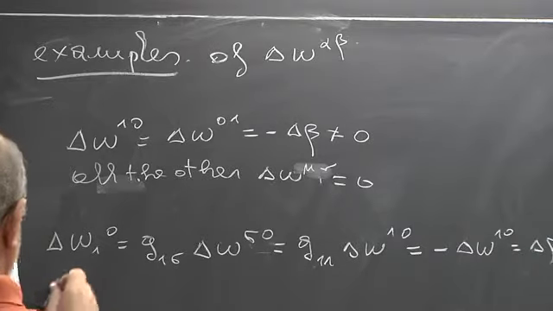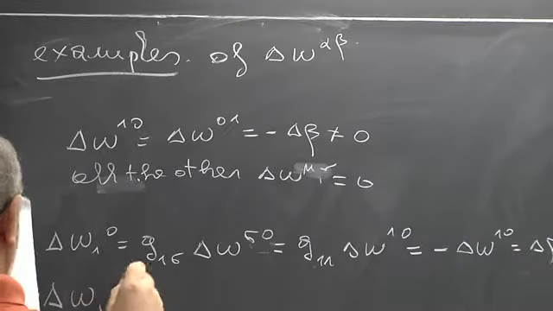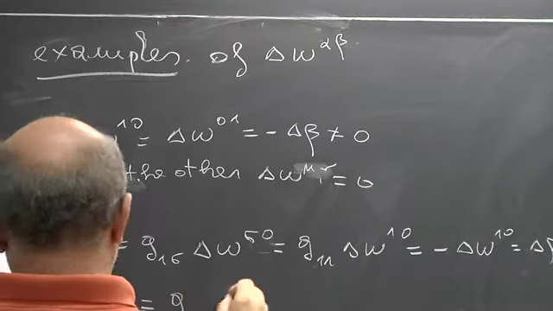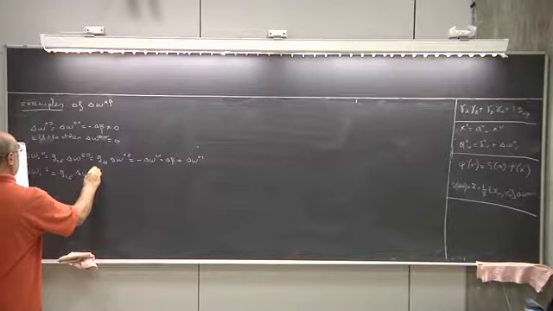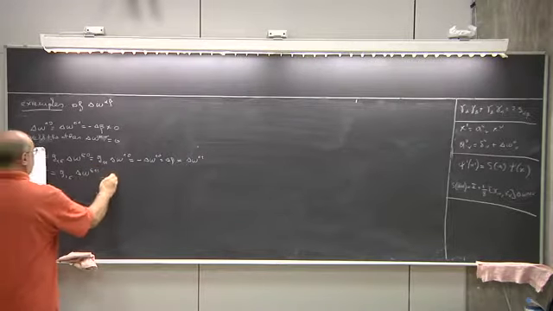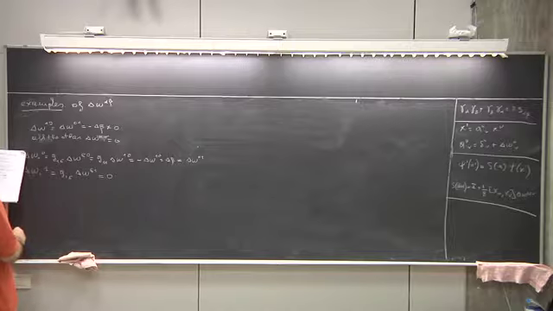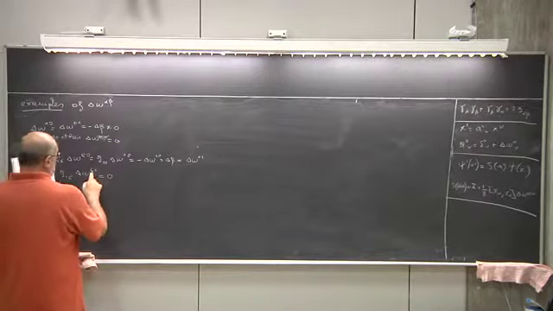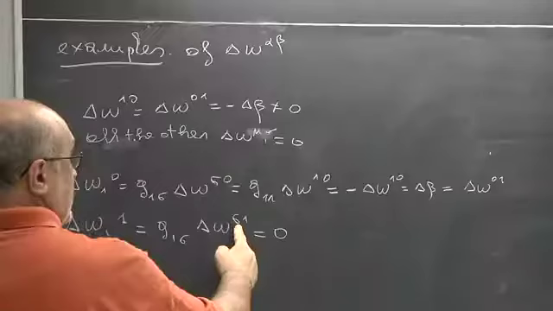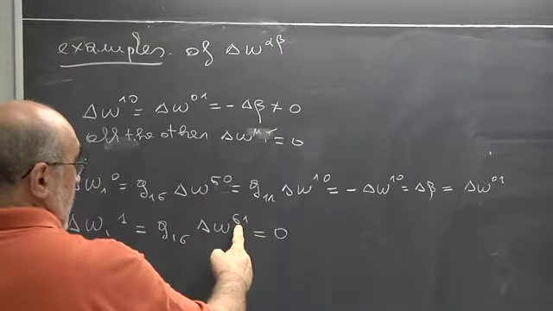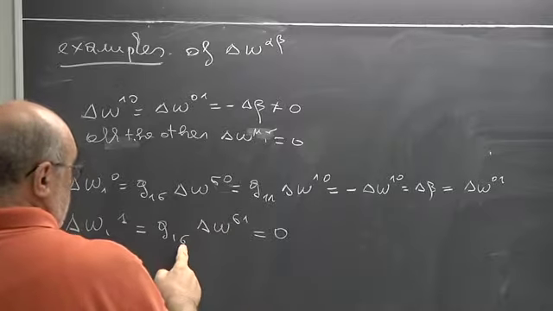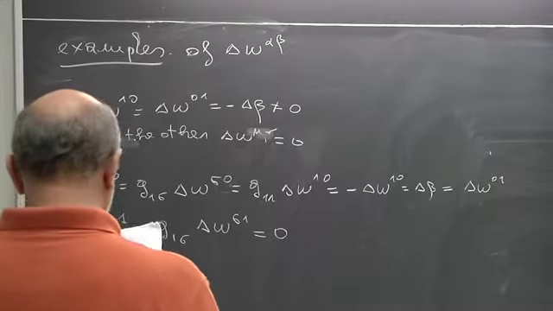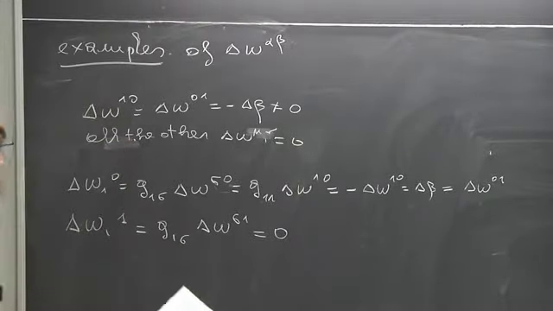Now let's see, for example, what happens to omega I1. I have G I sigma delta omega sigma 1, and this is 0 because, you know, when sigma is I or j, a spatial part, this is 0, but this can only be j, a spatial part, so this is 0. Okay.